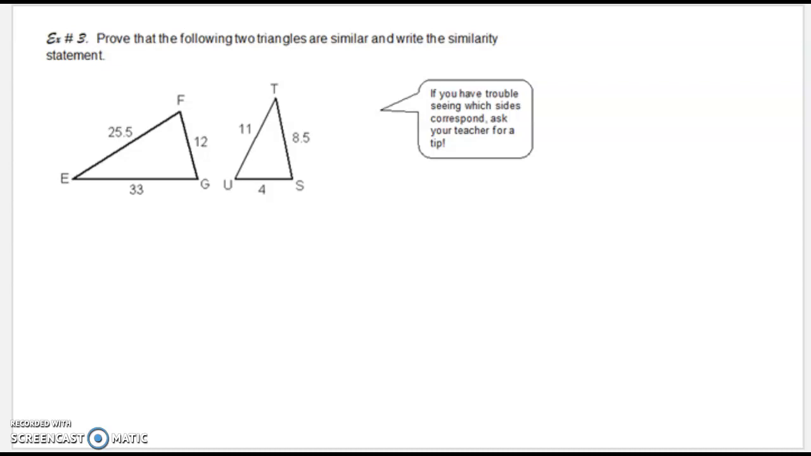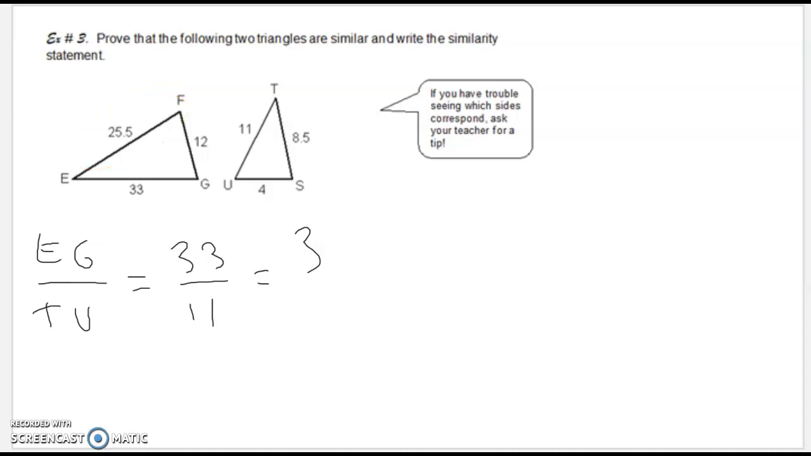So the first one, I'm going to say E, G is over top of, we said this one was the biggest on the small, so I'm going to write T, U. So right now, we're going to have 33 over 11, and when you divide that, you will get 3. The next one, I'll go to the next biggest side, so that's right here, E to F.